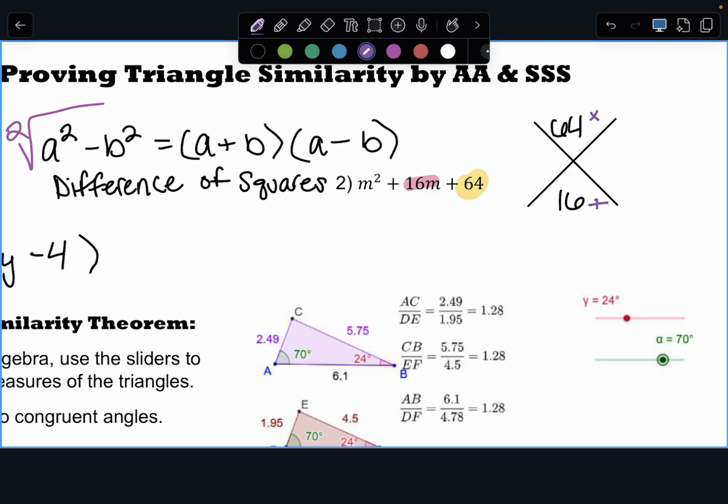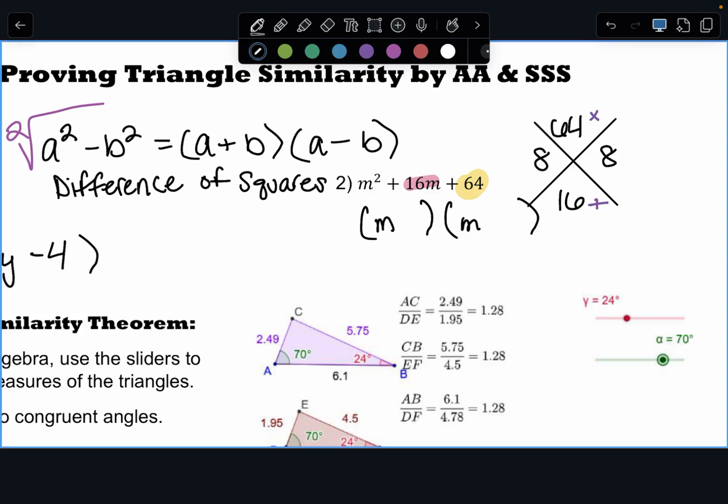8 and 8. 8 times 8 is 64, and 8 plus 8 is 16. We're going over this because we might have lost these skills a little bit from Algebra 1, but they're coming back. Does anyone remember what we do with these two numbers? Add? Kind of. We're going to put them with our variable in as a factor. So we're going to do m, because that's our variable.